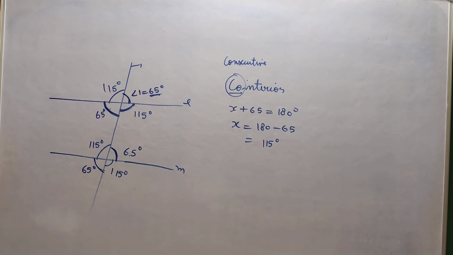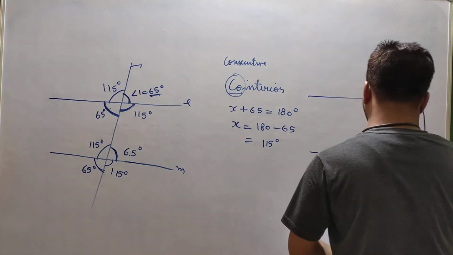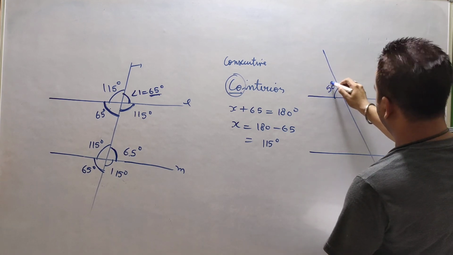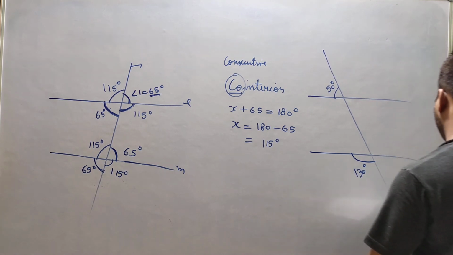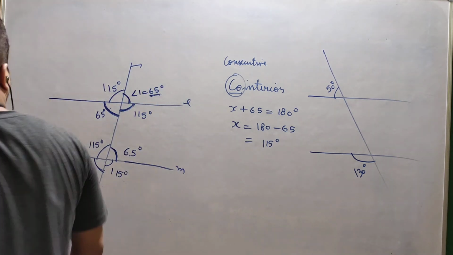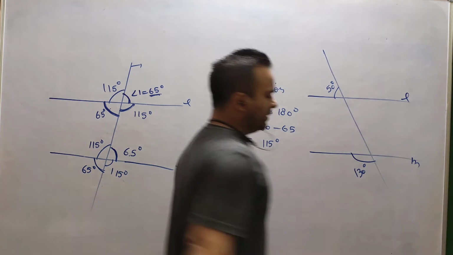Now I am taking one more question here. If you see, this is a parallel line, and there is one more figure given, and suppose this is 50 degrees, and this one is suppose 130 degrees, and the question is you have to prove that this line is parallel. Okay, we don't know whether the lines are parallel or not, but these two angles are given.